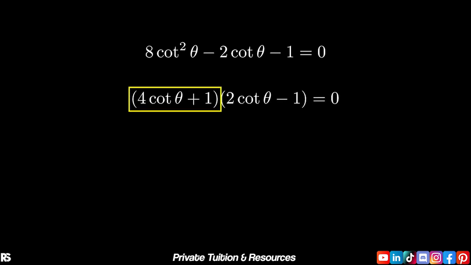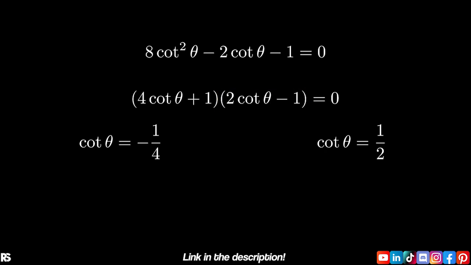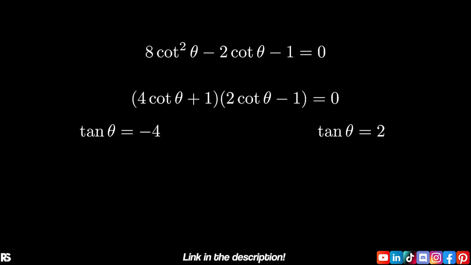The first factor tells us cot theta would equal minus a quarter. The second factor tells us cot theta would equal a half. Flipping these equations up, we get tan theta equals minus 4 and tan theta equals 2. Now we can use the inverse tan function to get the first solutions from the tan graph.